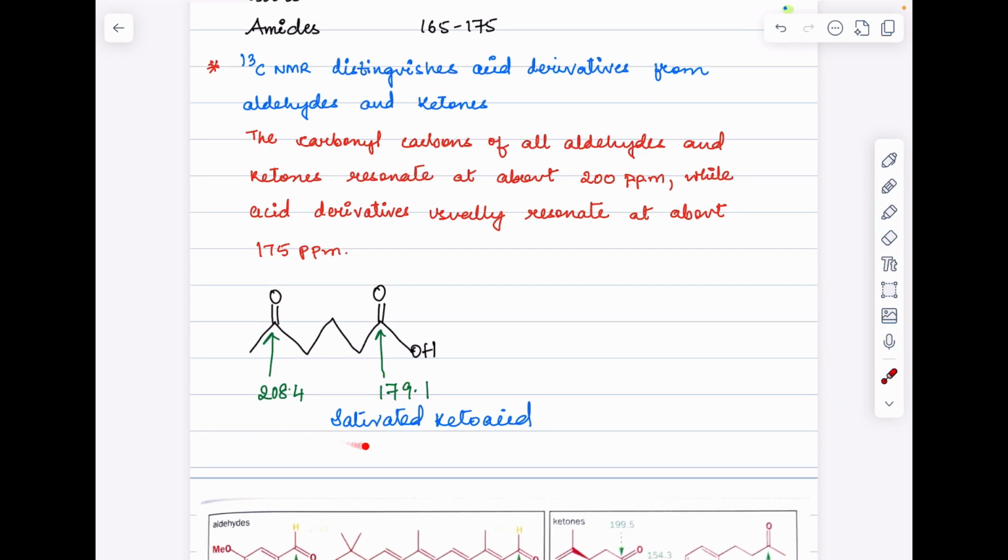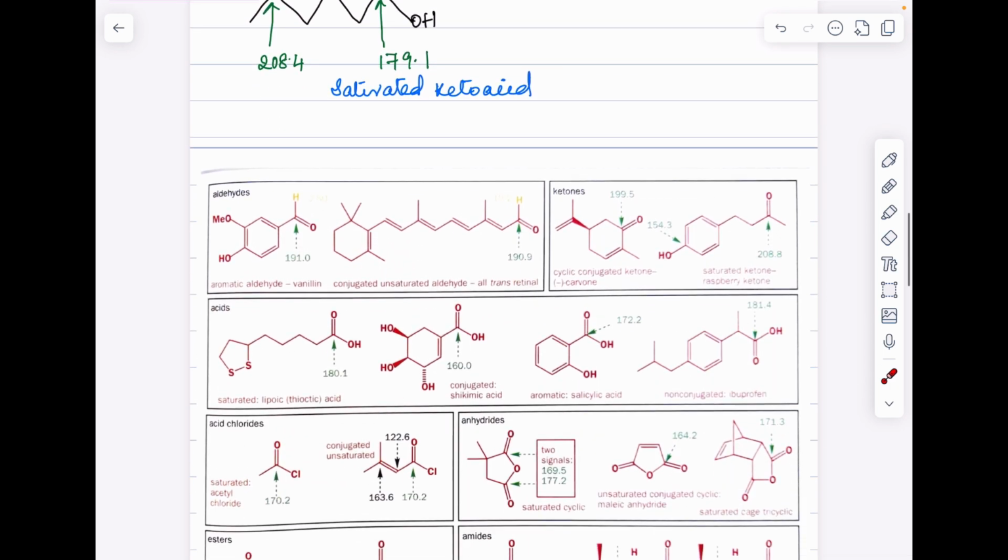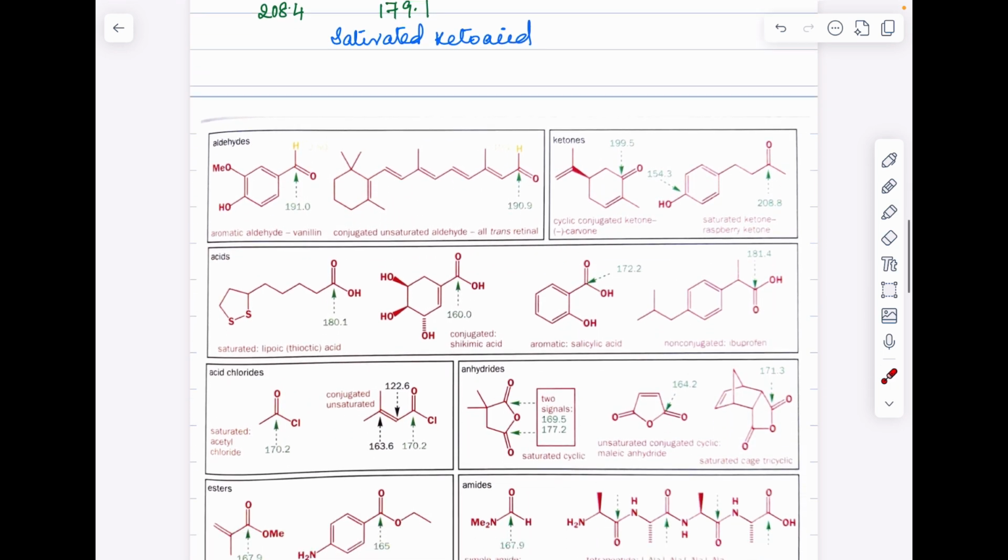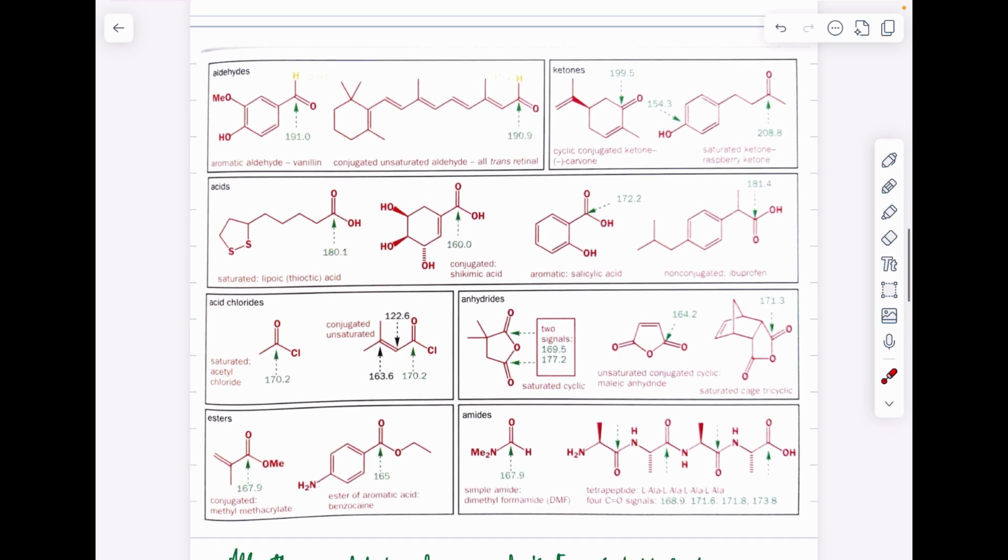This is a saturated keto acid, and in this case this carbonyl will appear at 179.1 because this is an acid, and this is a ketone. This will appear at 208.4. So you can easily distinguish whether the carbonyl is an acid or a ketone. So here are some examples where we can identify the aldehydes and ketones.